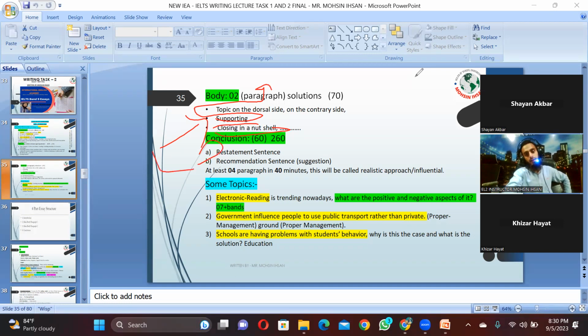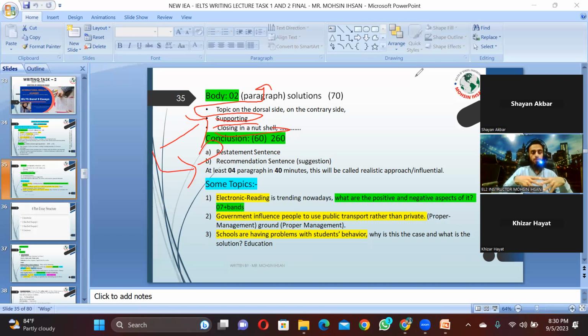Then the next target is your recommendation. What does it mean? Conclusion doesn't mean only to conclude your essay. Conclusion also means to share your idea and suggestion as well. Now, you are supposed to share your suggestion, your idea about the topic. You can say, for example, recommending something.